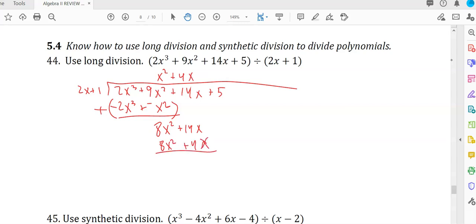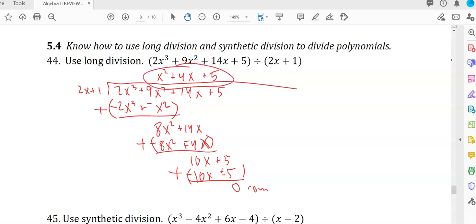I'm going to subtract both of those. Distribute the negative. So I get 10x plus 5. Multiply by 5, so plus 5 there. We get 10x plus 5. I like that a lot. I'm going to subtract that, which means distribute the negative. We get 0 as a remainder, which means our answer is right there, it is a factor, in fact.